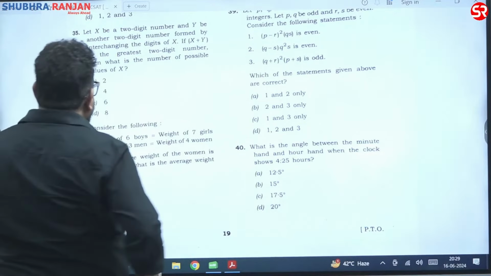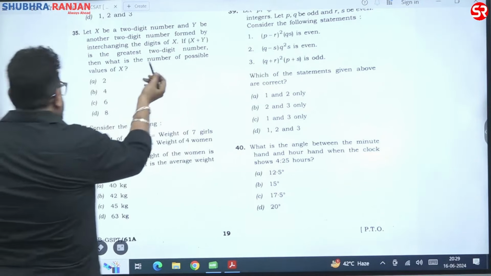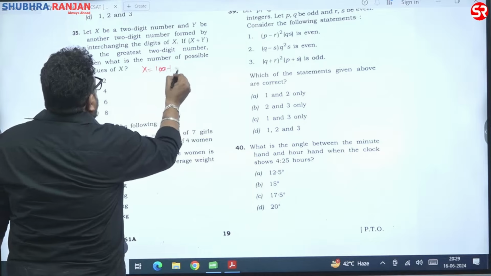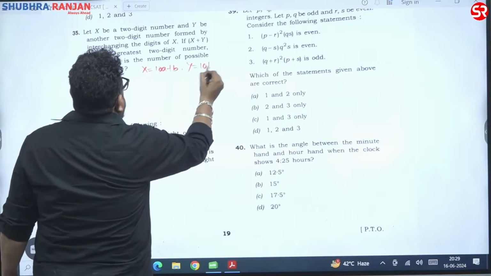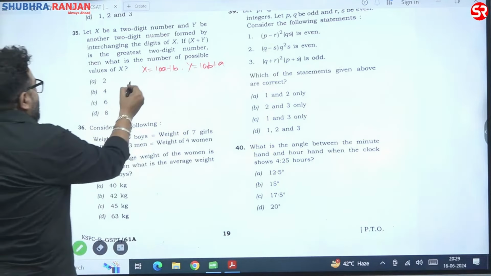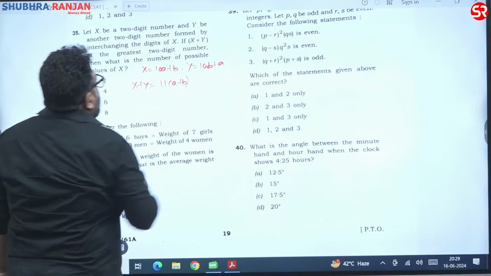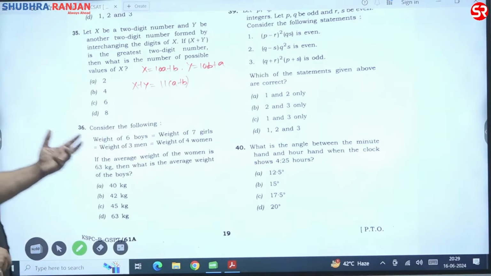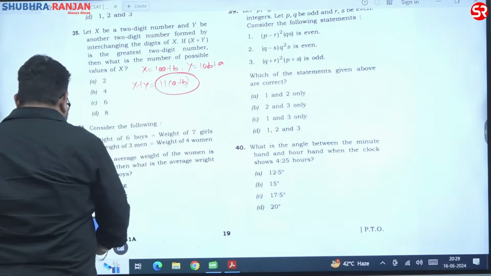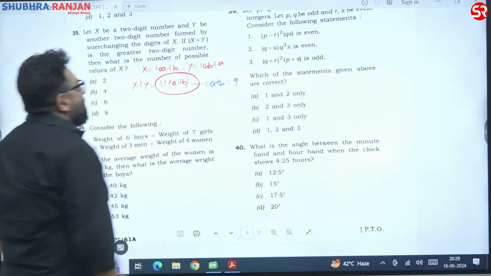So let's see. He says x is a two-digit number and y is another two-digit number formed by interchanging the digits of x. So x is equal to 10a plus b and y is equal to 10b plus a, and then x plus y. So what would be x plus y? If you add this, 11 times (a plus b) is the greatest two-digit number, which means this a plus b has to be 9, right?